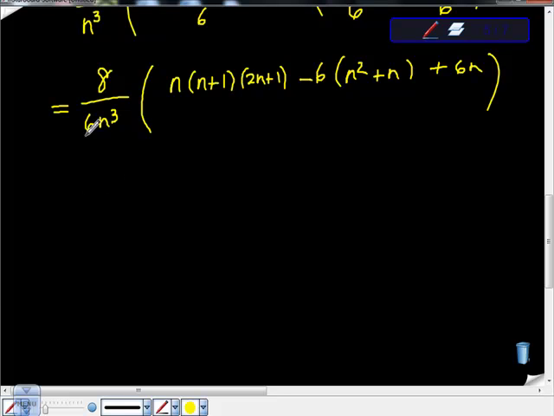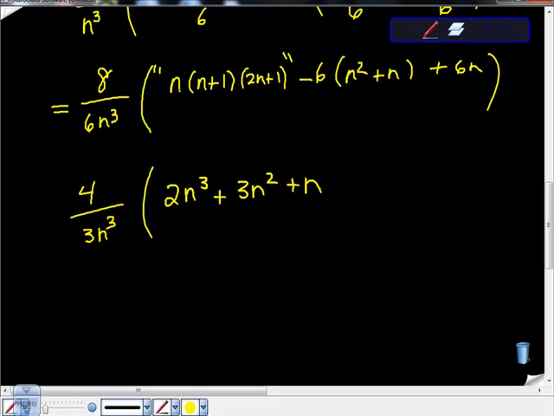First thing, I guess I can simplify this. So I get 4 over 3 n cubed, right? 8 over 6 is 4/3, right? And then I'm going to expand this bit right here. And as I do, I get 2n cubed plus 3n squared plus n. That's this times this times this, yeah? If I put this in here, I get negative 6n squared minus 6n plus 6n.